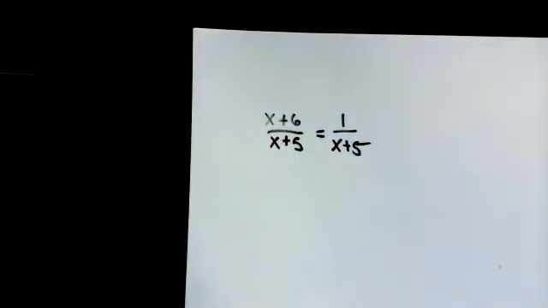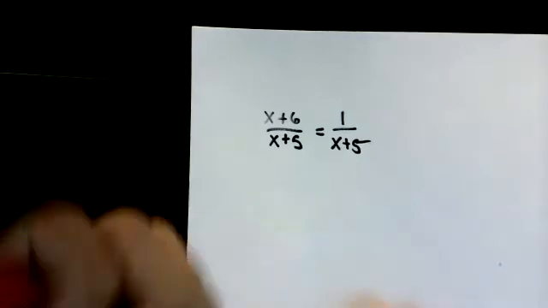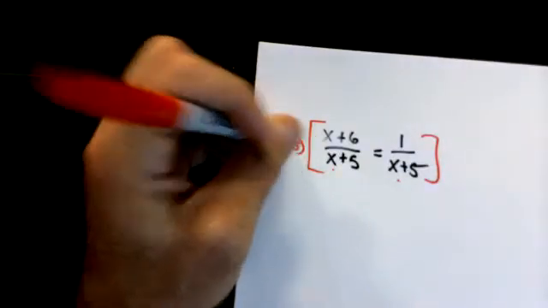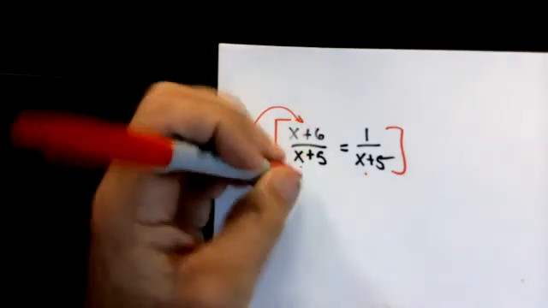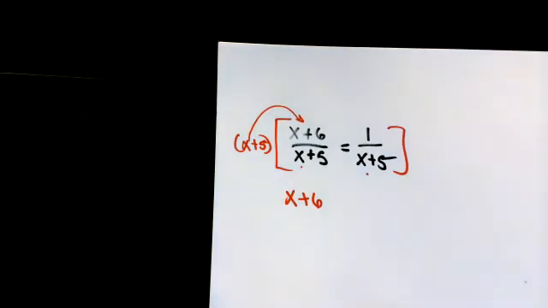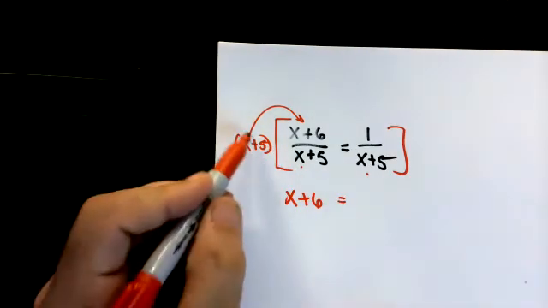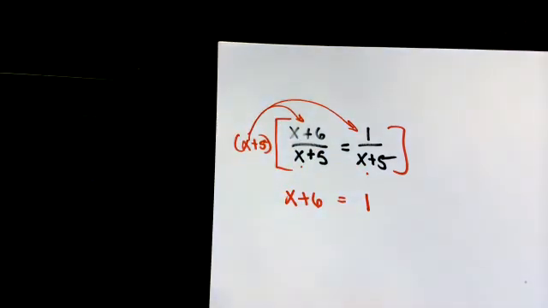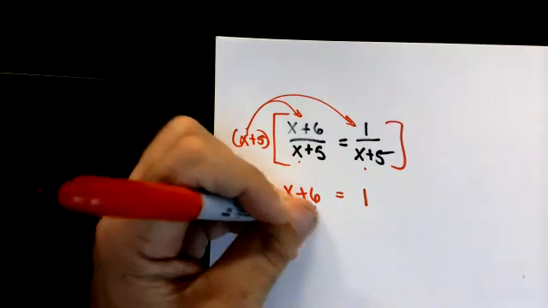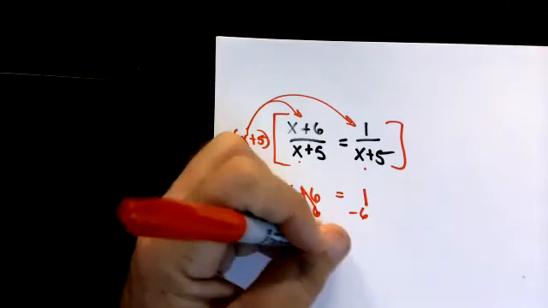Okay, x plus 6 over x plus 5 equals 1 over x plus 5. It's really nice when they give you a common denominator like this, because then to get rid of it, that common denominator is pretty obvious. We're going to multiply everything by x plus 5. We'll multiply here. The x plus 5s cancel, leaving me with x plus 6. And multiply here. The x plus 5 cancels, leaving me with 1. Easy enough. We go to solve, subtract 6 from both sides. X equals -5. That's my solution.